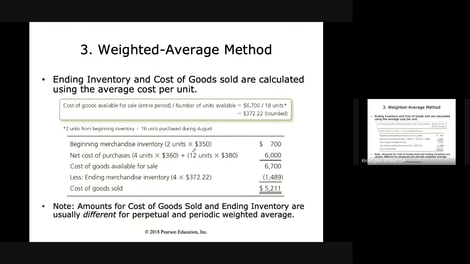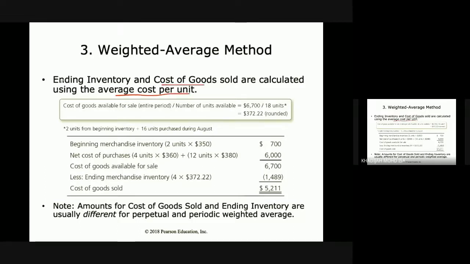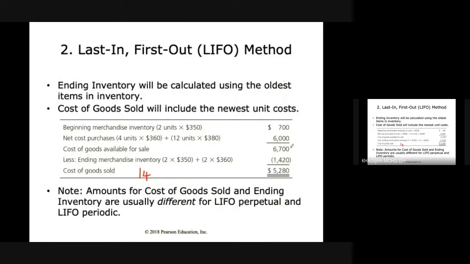All right, if you are talking about weighted average and the periodic, how do you decide on the cost per unit? The ending inventory and COGS are calculated using the average cost per unit, so you only have to compute the cost per unit one time. How are you going to compute it? You look at your cost of goods available for sale. How many units are available for sale? This is your cost of goods available for sale.